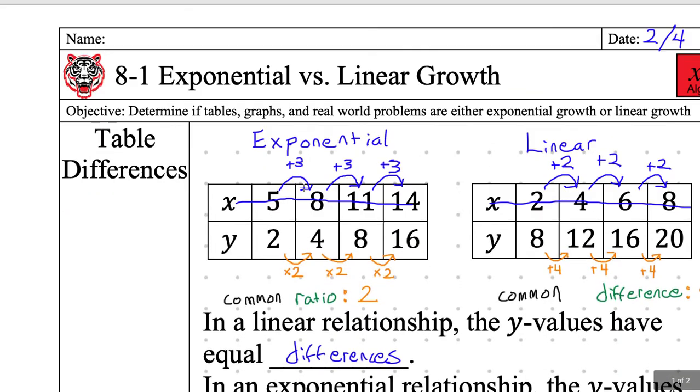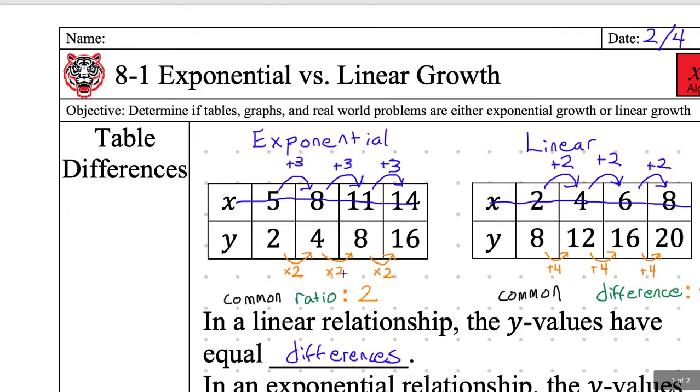So if it multiplies by 2 and then adds 5 and then multiplies by 3 and then subtracts 2, that's not a constant pattern. It has to be the same pattern: times 2, times 2, times 2, or plus 4, plus 4, plus 4. If I randomly said plus 5, no longer linear. It's not the same difference.